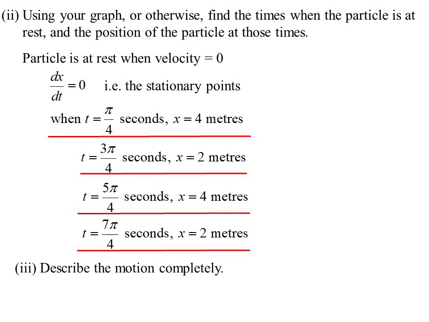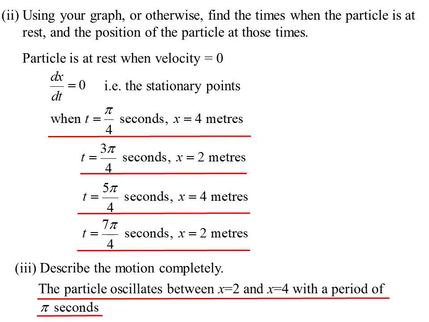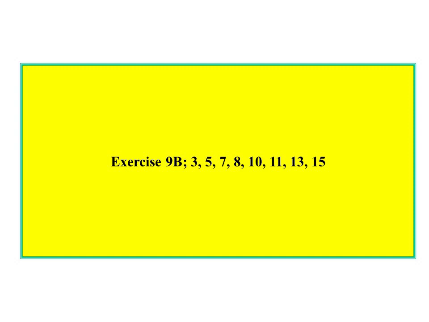Describe the motion completely. Ah, this is the fun question. You can get carried away with these. What did I say? Oh, I used a big word, oscillate. The particle oscillates between x equals 2 and x equals 4 with a period of pi seconds. I think that pretty much describes it completely. Alright, so 9b, we'll do some motion questions there.